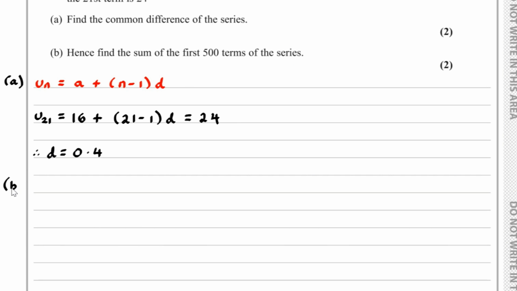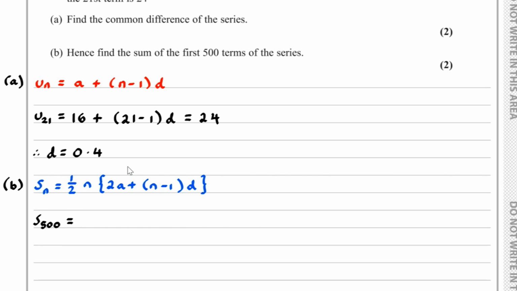For part B, to find the sum of an arithmetic series, we have Sn equals 1/2 n multiplied by 2a plus n minus 1 multiplied by d. We need to find the sum of the first 500 terms. We need to find S500.